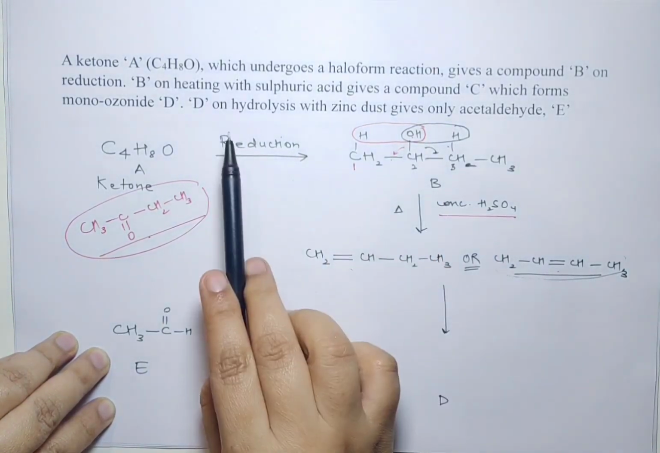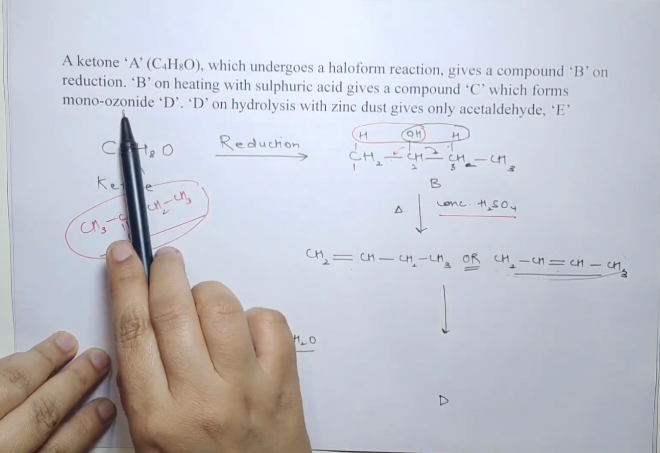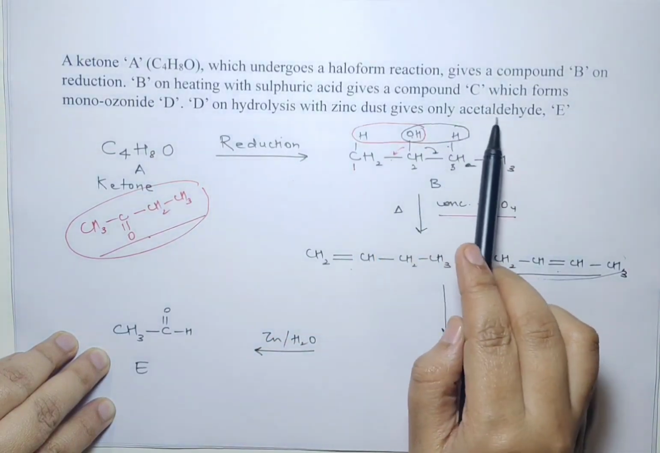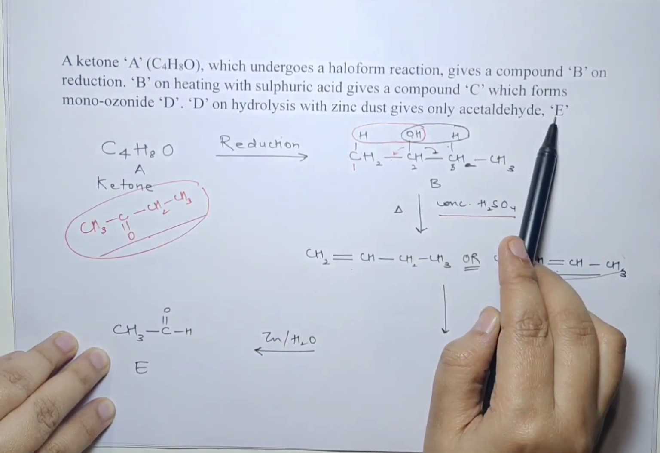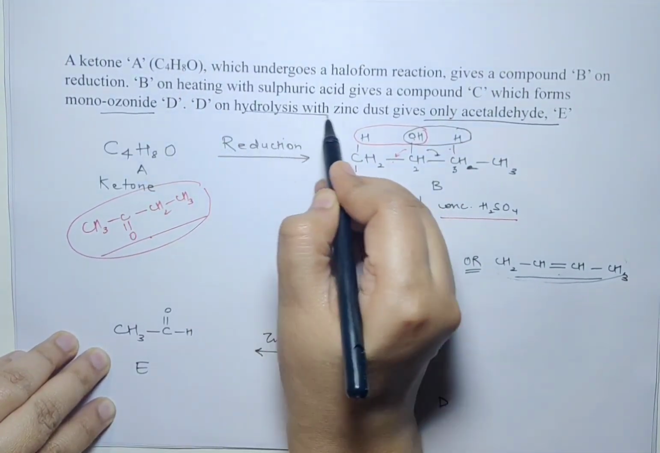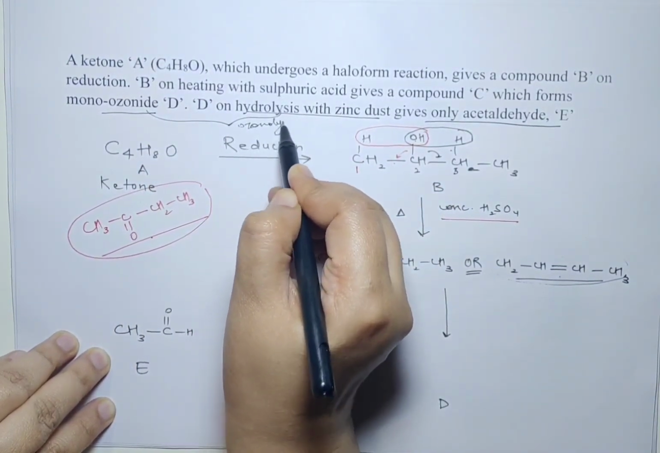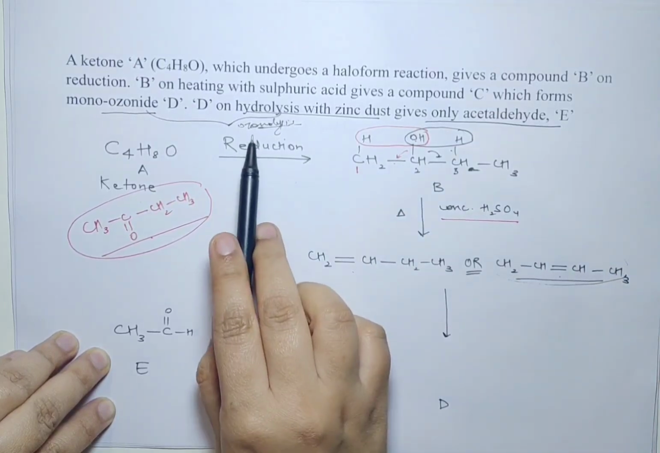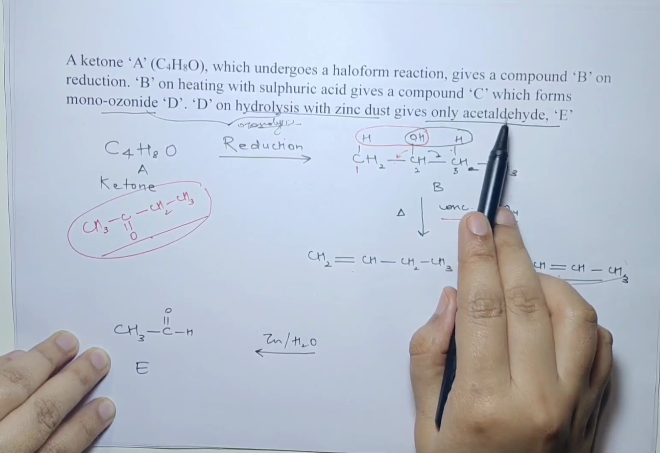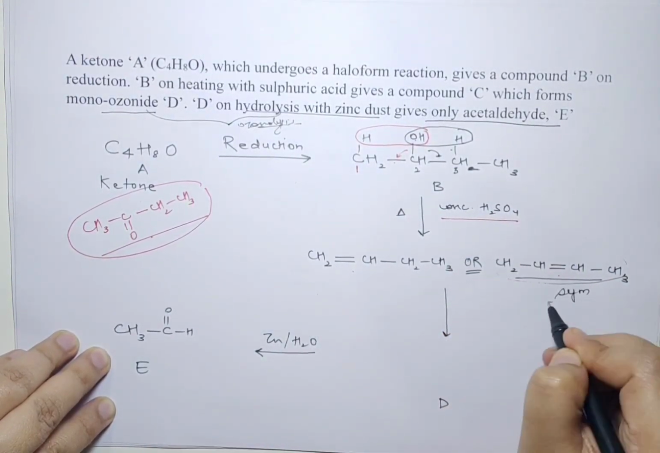So this compound C, which could be either this or this, forms a monoozonide D. And D on hydrolysis with zinc dust gives only acetaldehyde E. So that means only one product. See, monoozonide and hydrolysis with zinc dust gives you the clue that we are talking about ozonolysis. So in ozonolysis, your final product is only one product, acetaldehyde. So that means your alkene has to be symmetrical, and this is the symmetrical alkene.